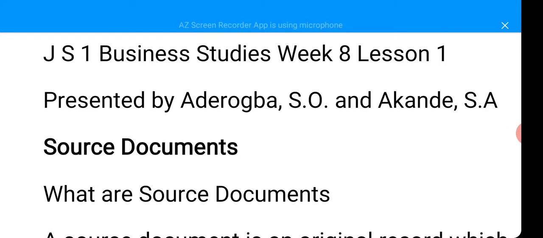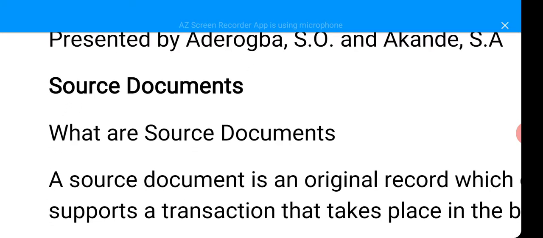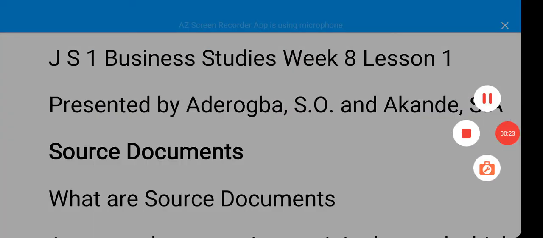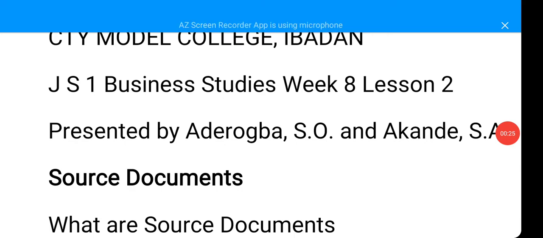This is JSS1 Business Studies for week 8, lesson 2, presented by Adirogba. The topic is source documents. We are still on bookkeeping. The topic for today is source documents.